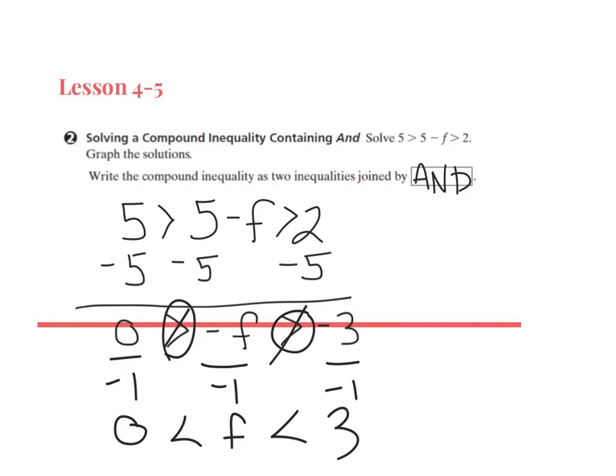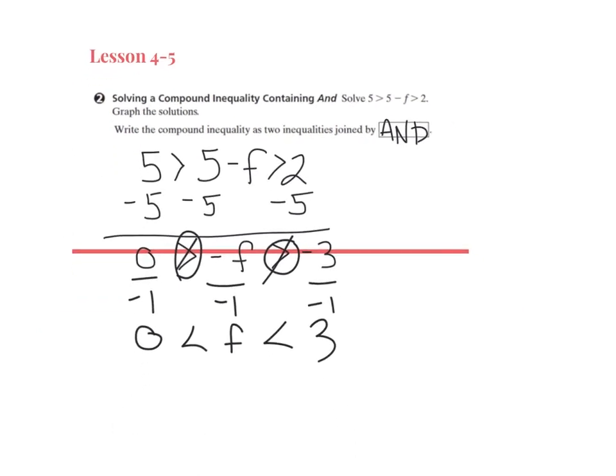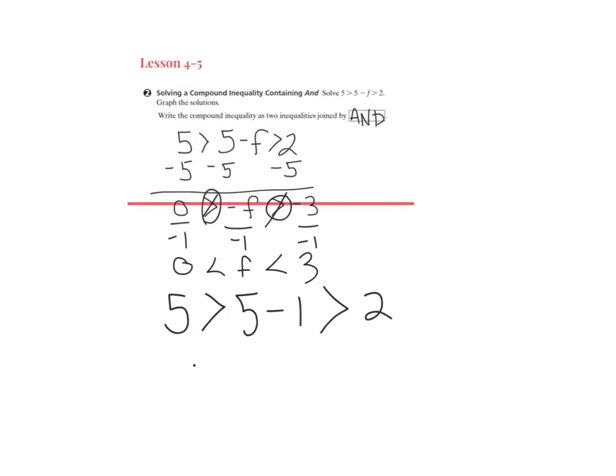So if you look at this situation, we're looking for numbers that are less than 3 but greater than 0. Let's just pick one and go back and plug that in to see if it's true. So we have 5 is greater than 5 minus 1. I replace the f with 1, and less than 2. And again, I've got 5, which is greater than 4. That's true. And 4 is greater than 2. That is true.